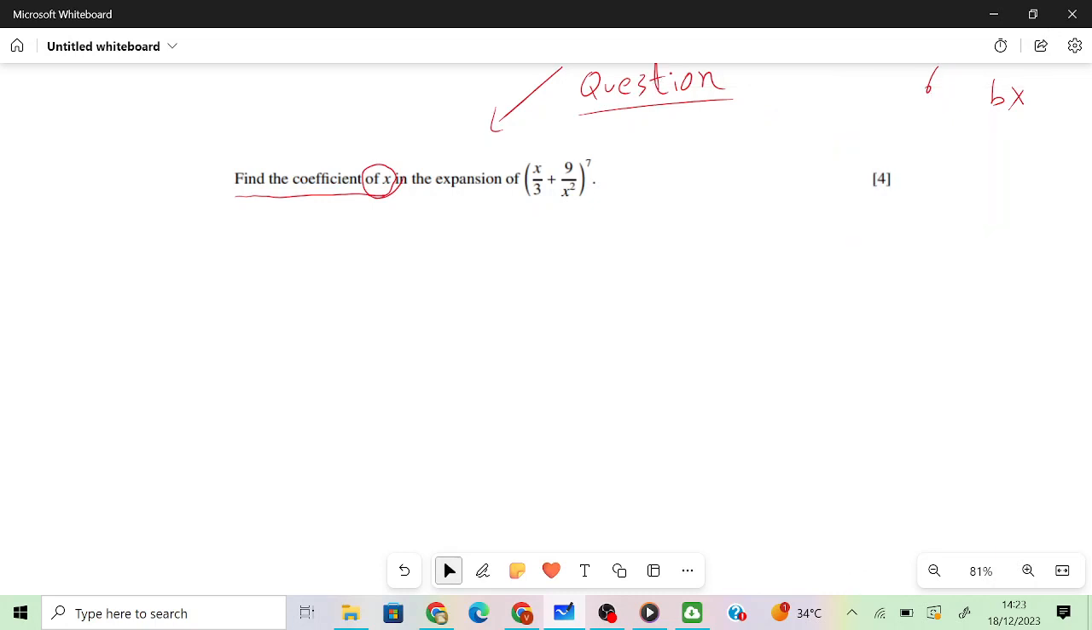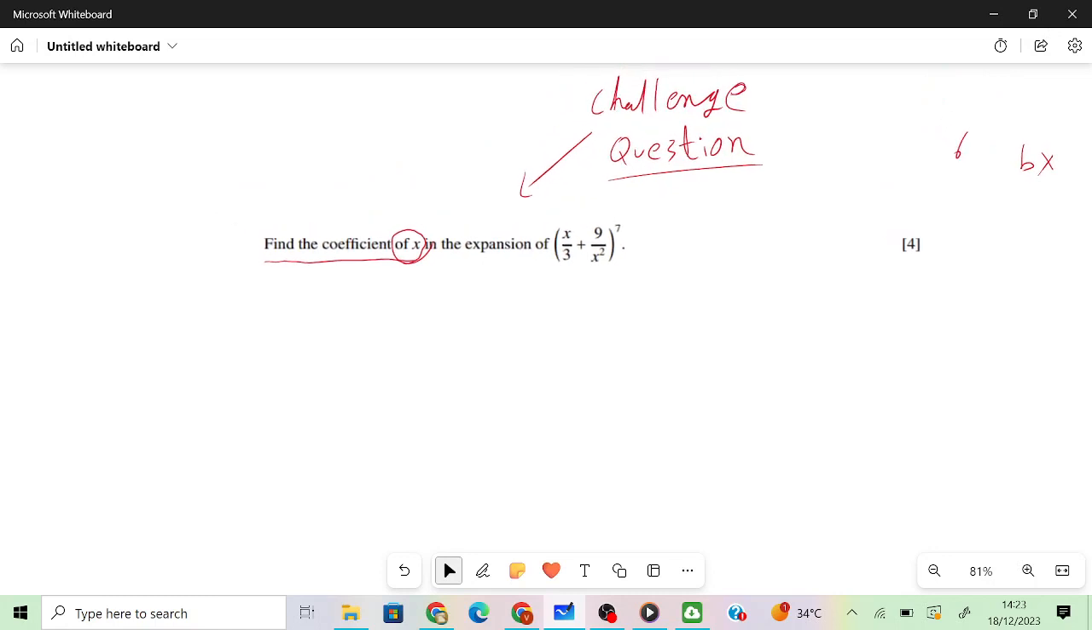This question is asking us to find the coefficient of x. So we need to see which term, is it 7 combination 0, 7 combination 1, 7 combination 2, 7 combination 3, which one is going to give us the coefficient of x? And that's going to happen if the power of my numerator of x is going to be 1 greater than the power of my x in the denominator.